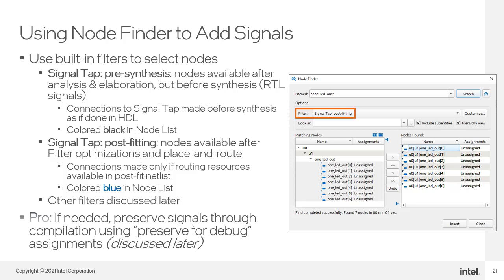If a design that includes the logic analyzer is recompiled, it's possible for tapped signals to no longer be available because of source code changes or design optimizations. If this happens, the signal name will appear in red text in the node list. Signals in red must be removed or replaced before the project will successfully compile with the logic analyzer enabled. To avoid this issue, or to guarantee you can tap desired signals from the post-fit netlist, you can preserve RTL signals through the compilation and optimization process by using Preserve for Debug assignments. We'll look at this feature in Part 3 of the training.